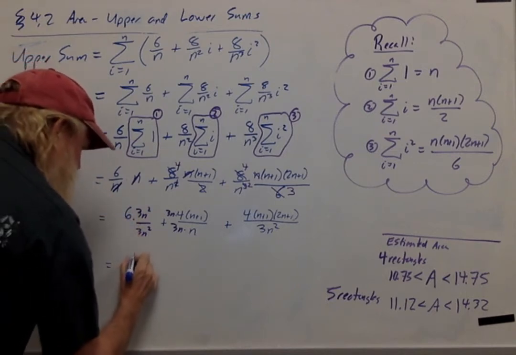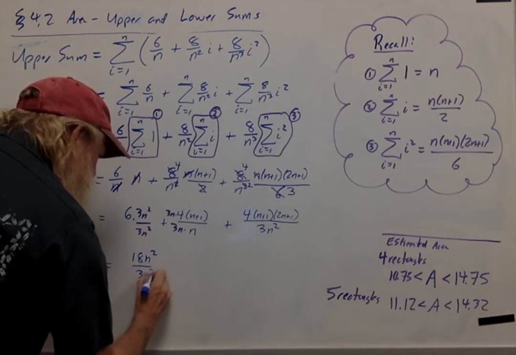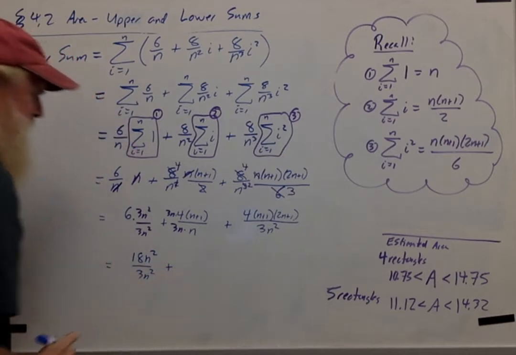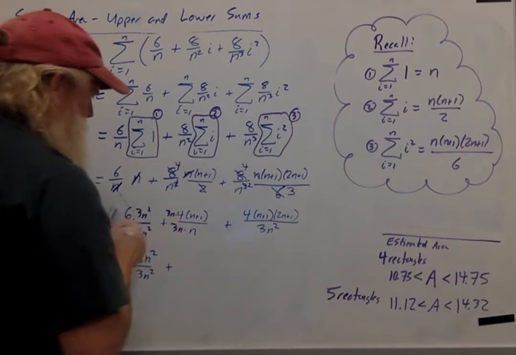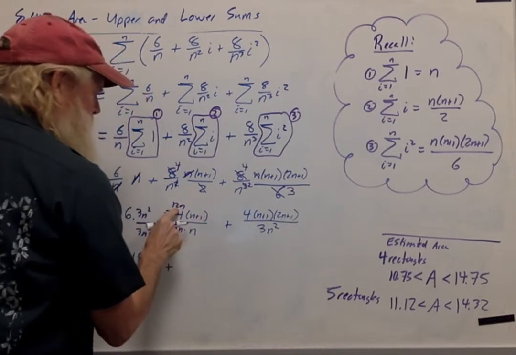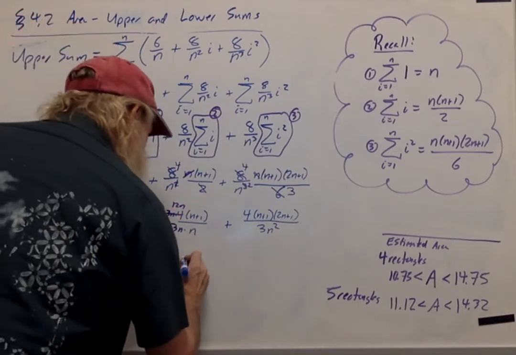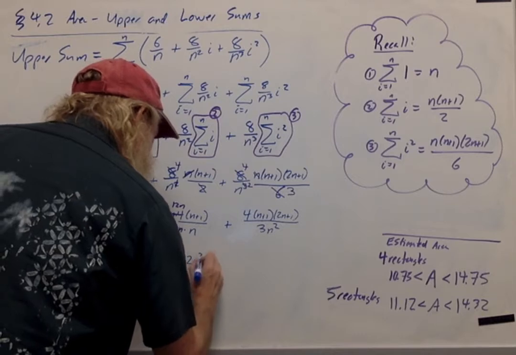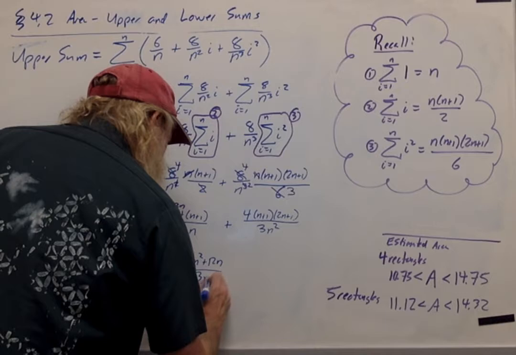So that'll give me 18n squared over 3n squared plus 3n times 4, which is the same as 12n. And I'll multiply the 12n times the n plus 1. So that gives me 12n squared plus 12n over 3n squared.